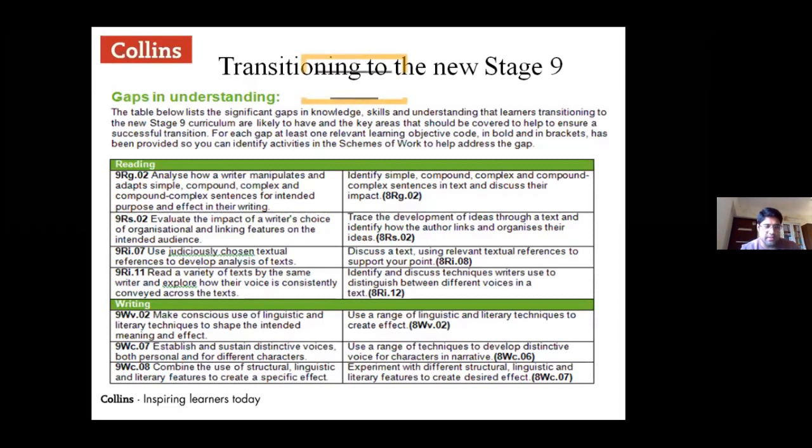Use judiciously chosen textual references to develop the analysis of text. That's very important. Identify and discuss techniques writers use to distinguish between different voices in the text. In the writing strand, if you observe, make conscious use of linguistic and literary techniques to shape the intended meaning and effect. Use a range of linguistic and literary techniques to create effect. So in the writing strand, we are basically inching towards writer's effect. And you have a lot of questions on writer's effects in your Lower Secondary Checkpoint 0861 paper.